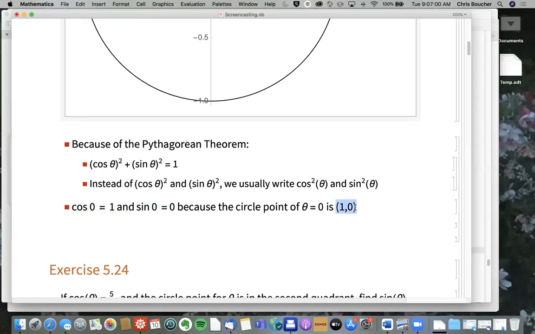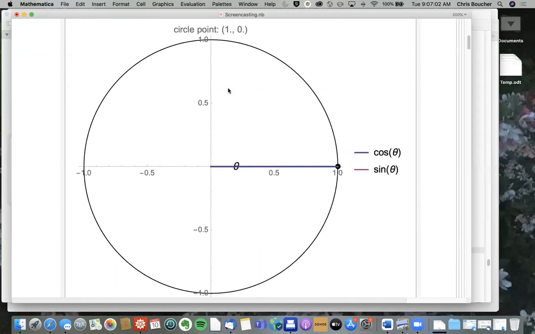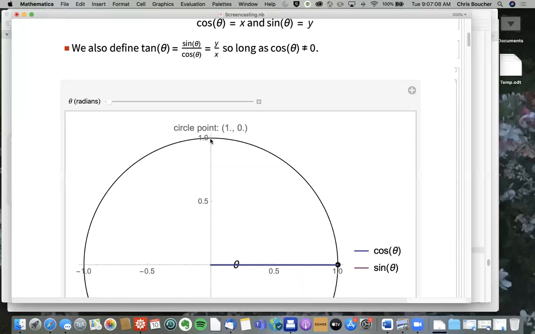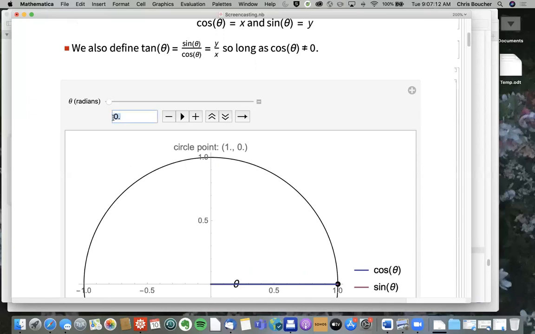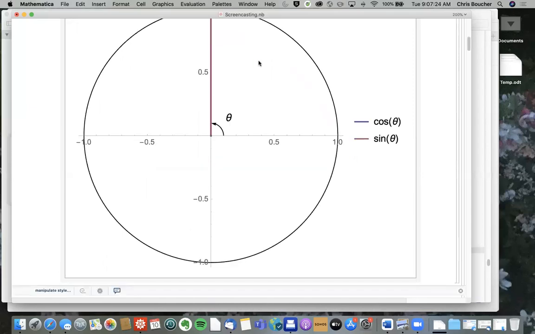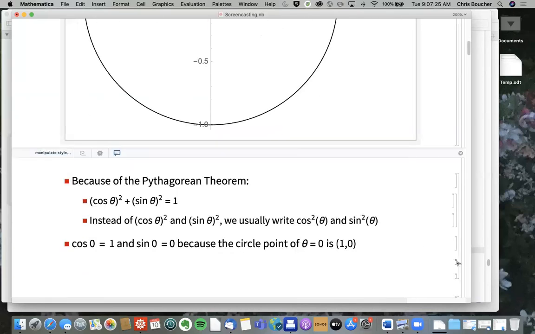And there are a few other points that we can do pretty easily, right? Those are the sort of compass points: north, south, east, and west. So north would be an angle of 90 degrees or pi over 2. Right, there's an angle of pi over 2 radians or 90 degrees. We talked about angle measure in a previous video. And the circle point there is going to be 0, 1. And so the cosine will be 0 and the sine will be 1.